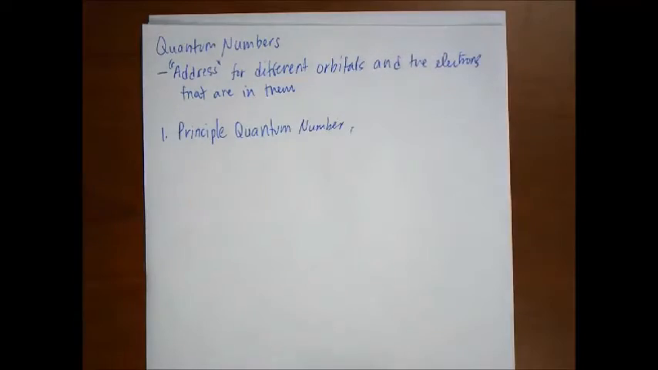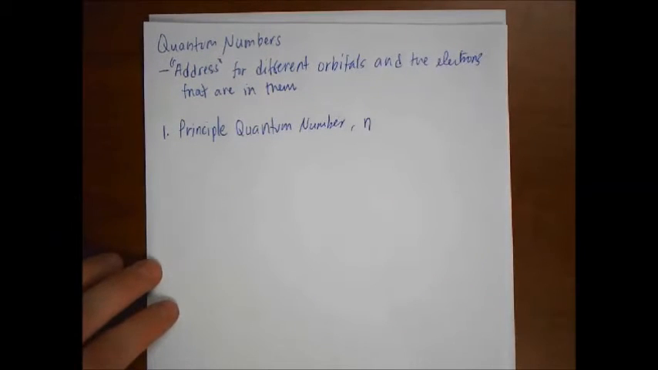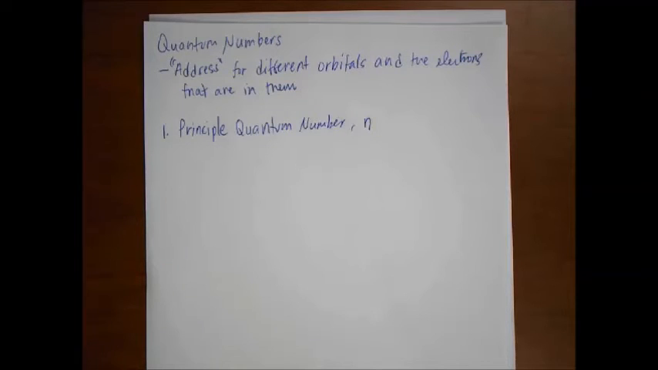This is sort of like saying what the state is of an electron. Just like we have the United States, if the United States is the entire atom, the first thing we have to specify is, okay, this is a big atom, so we need to specify exactly what state this electron is in. And the letter we give this is n, just like the one in the Bohr model.